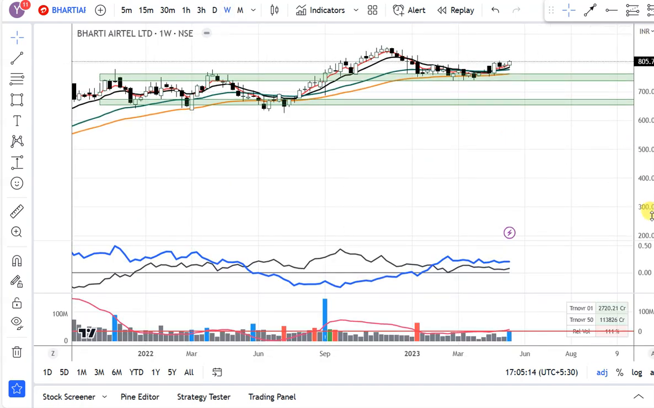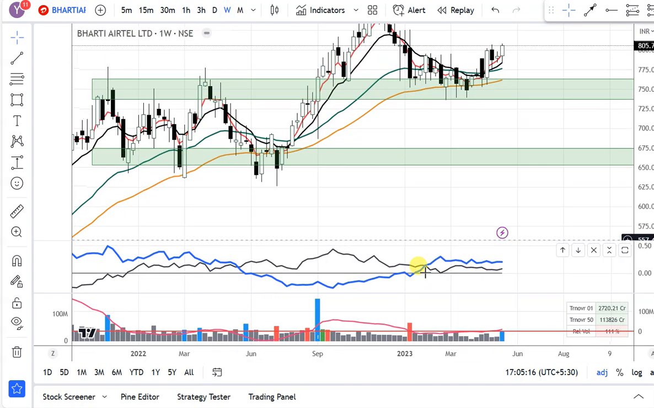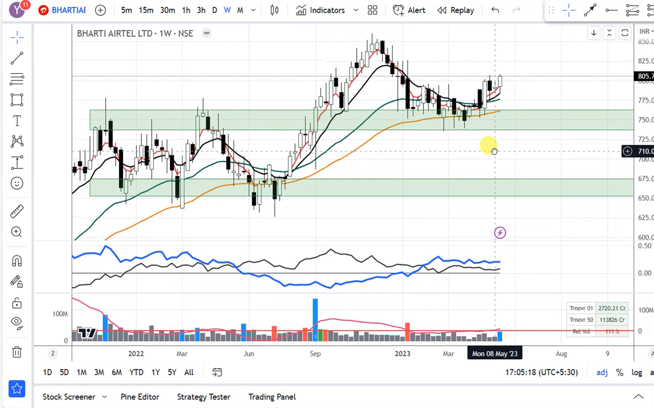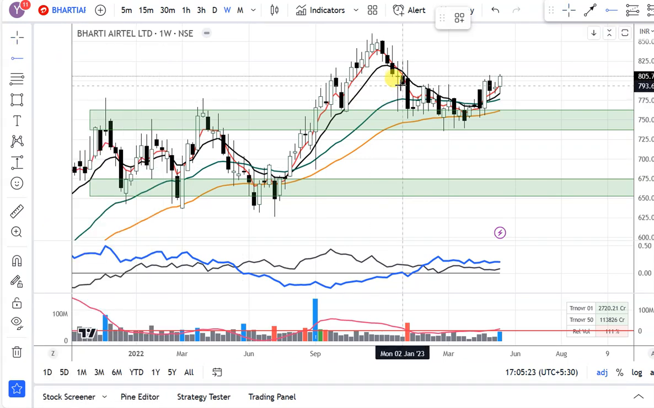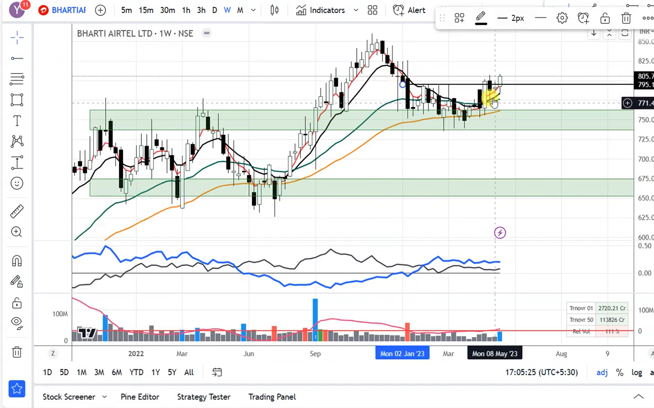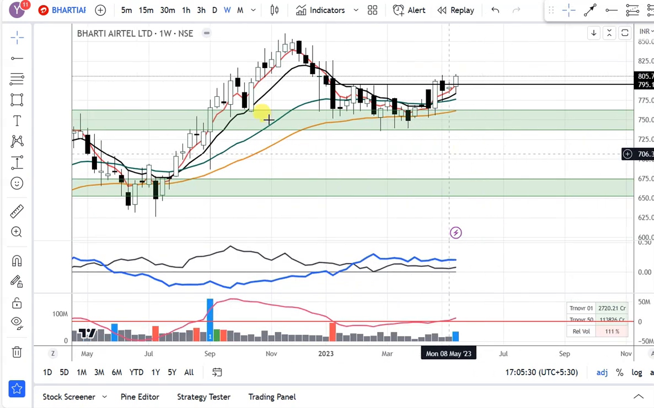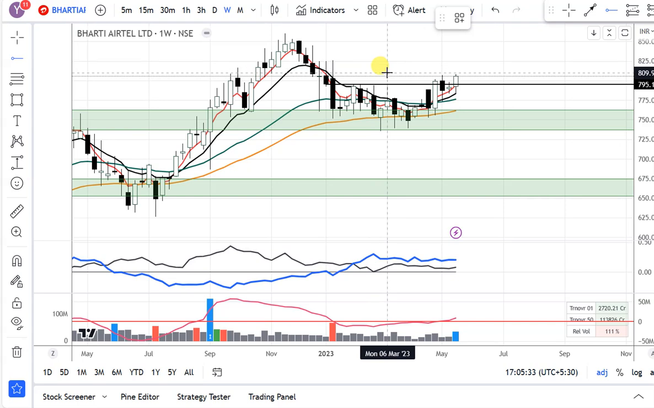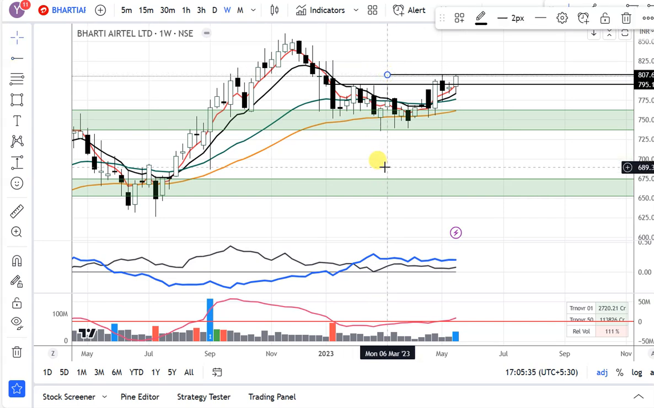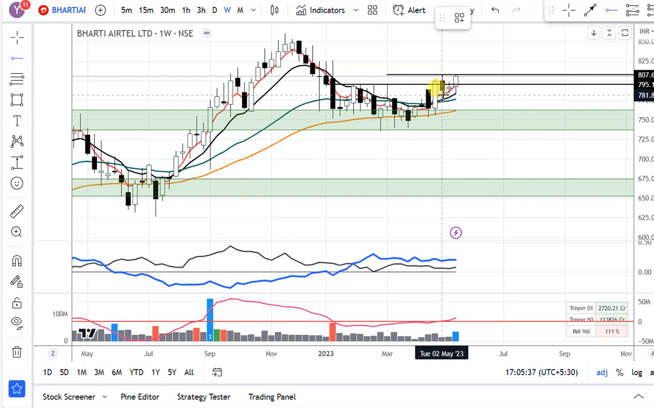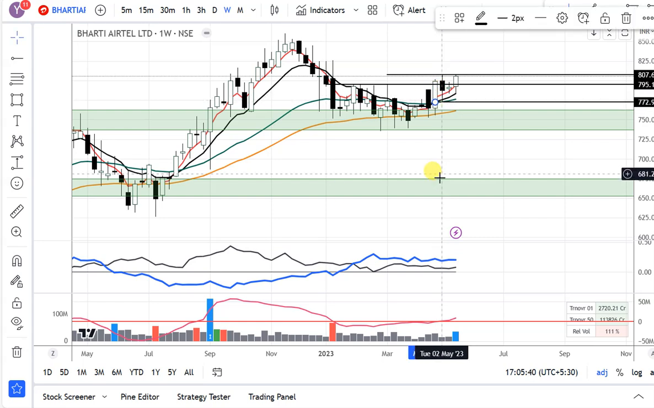There's a wonderful candle that has happened. This was a small resistance over here, which is broken with a strong candle closing, and we can see again a strong buying. So what we can do is consider this as 808 rupees and the weakness over here of 772. So you can look into Bharti Airtel with the stock strong above 808 rupees, weak below 770.